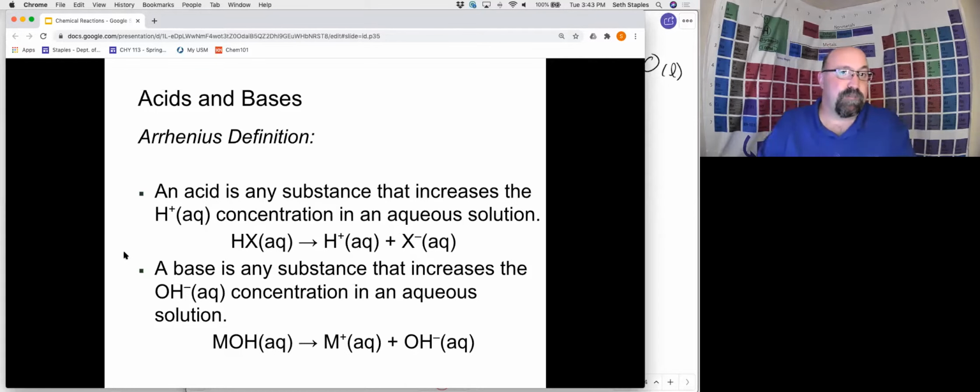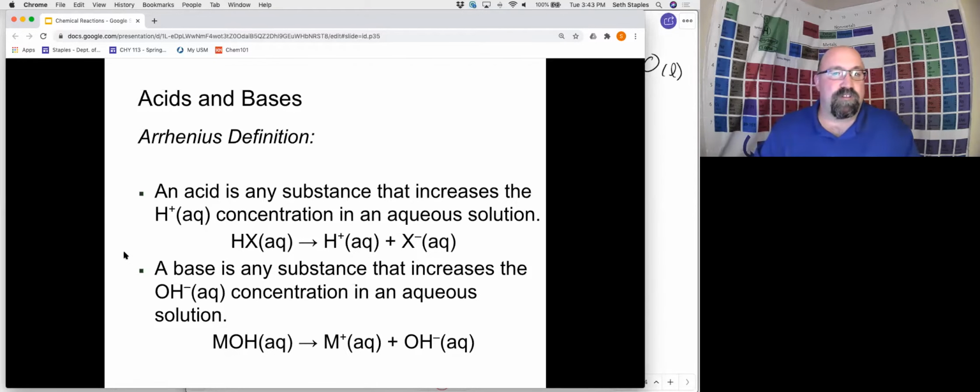acids and bases. We're not going to get into a lot of detail in this class on acids and bases. Those of you that do go on to 115, you will talk about acids and bases a lot. It's going to make up a pretty major portion of your semester. For now, we're going to look at some basic definitions and some general acid-base reactions.